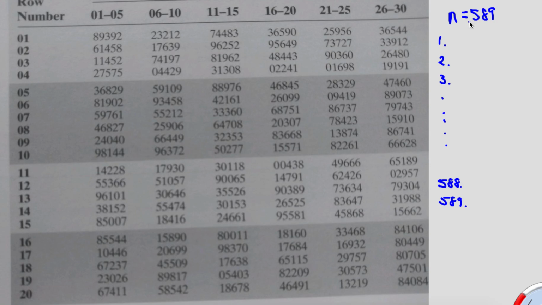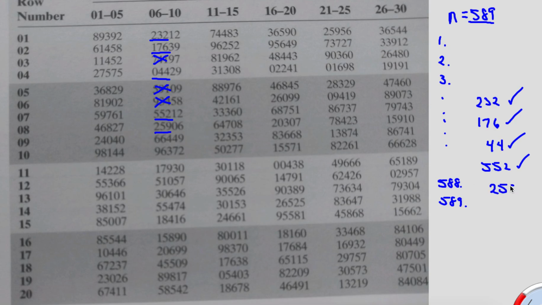Then, since our N is 3 digits, we would go down and say, okay, whoever's name is on number 232, that's going to get chosen. Whoever's name is in the 176 slot, that's going to get chosen. 741 is bigger than our sample size. Whoever is in number 44, that name gets chosen. 591 is too big. Whoever is in spot 552, they get selected. And whoever is in spot 259, they get selected.